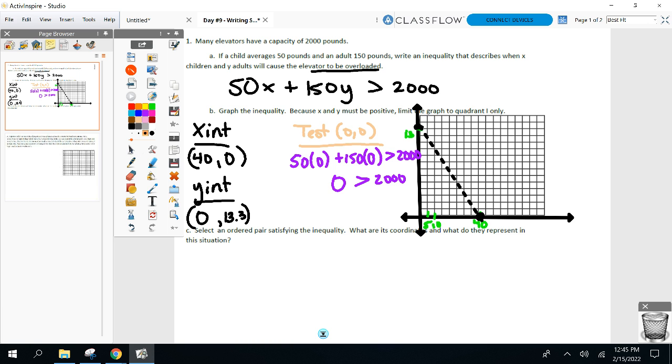Should I be shading to the right, above, or below the line? To the right. Above the line. It didn't work, everybody. It did not work. 0, 0 did not work. Well, that means you can't include it. Correct. So you have to shade it away from the line. Correct. Towards the right. Why I'm not shading the other direction? Because that is 0, 0, and I don't want that to be an answer.